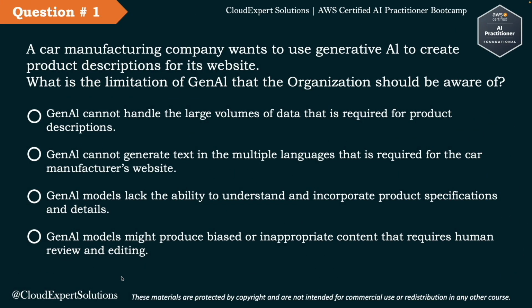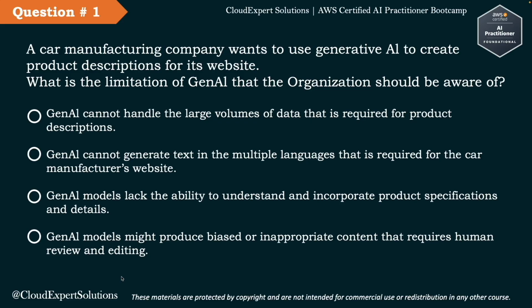We'll start with question number 1. A car manufacturer company wants to use generative AI to create product descriptions for its website. What is the limitation of Gen AI that the organization should be aware of? This question is asking for Gen AI limitations. So let's review the options one by one.